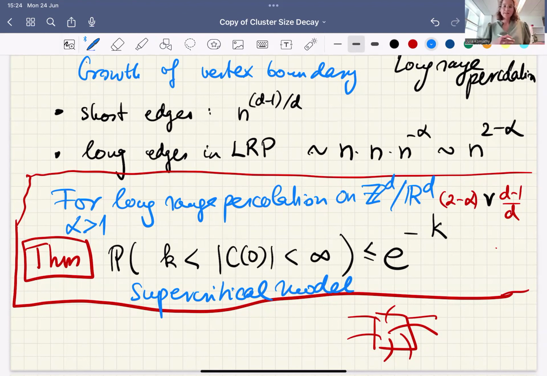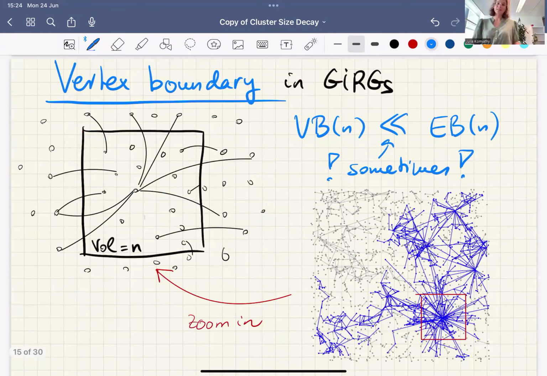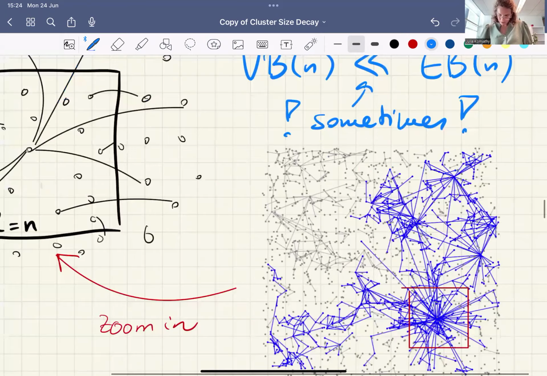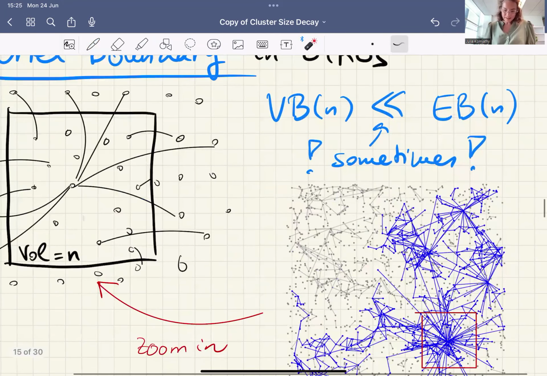And here we already see that the cluster size decay changes. I will state some corollaries of the implications for the second largest component. But first, I want to talk about what happens to the cluster size decay in geometric inhomogeneous random graphs. What we can notice on this picture, I'm going to zoom in, is that this vertex here has an enormously high degree. So if my box happened to be this red box, and I count the vertex boundary and compare it to the edge boundary of this box, most of the crossing edges are going to come from this vertex, or maybe another few of these big vertices. So the vertex boundary is much, much smaller than the edge boundary.